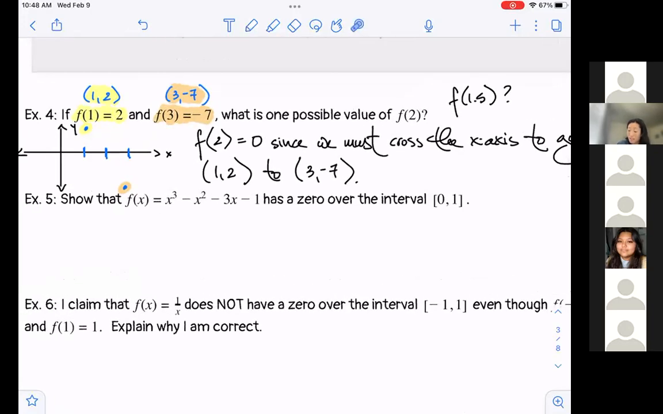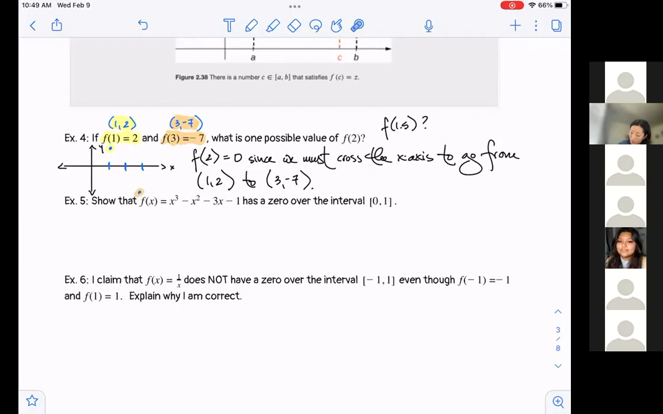And so, yeah, that's actually exactly the point. 2 is less important than the fact that it is between 1 and 3. So the fact that it's exactly halfway between is less important than the fact that 2 is between 1 and 3. So Enrique, you're right. We could do 1.5. We could say 2.5. We could say 2.99. Any x value between 1 and 3 could have a y value of 0 because we have to cross the x-axis to get from one to the other. Thank you, really great question. Nice.